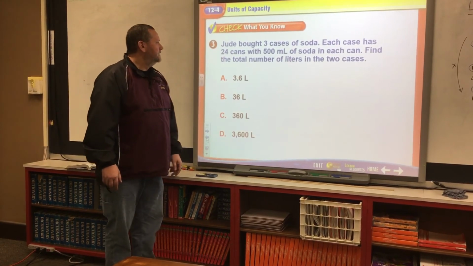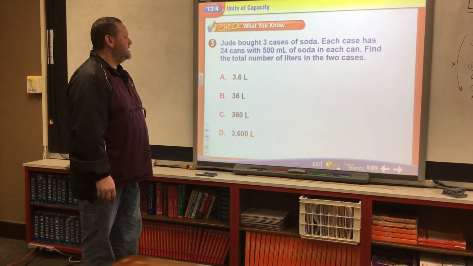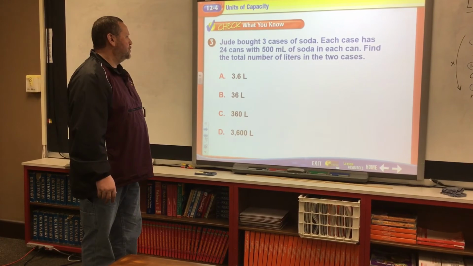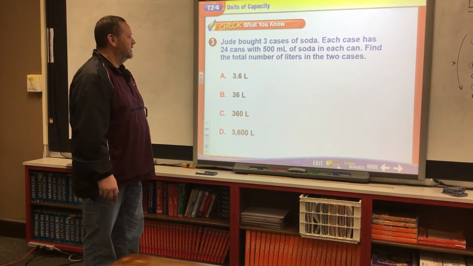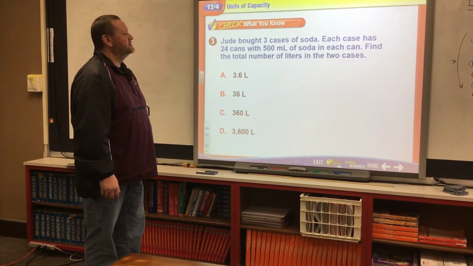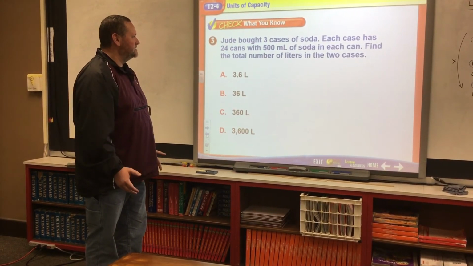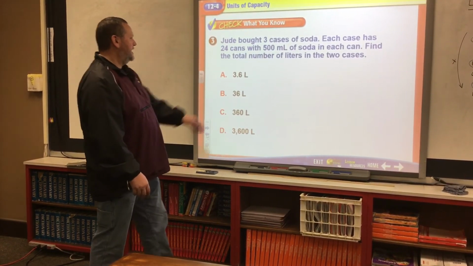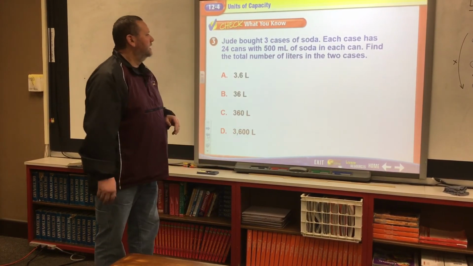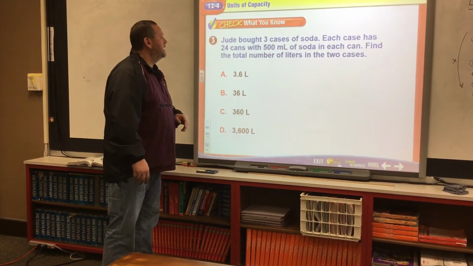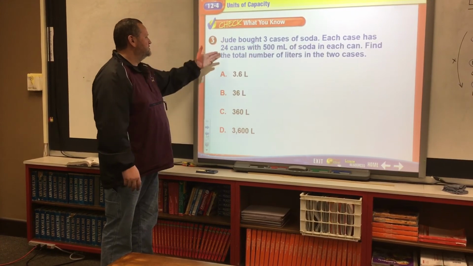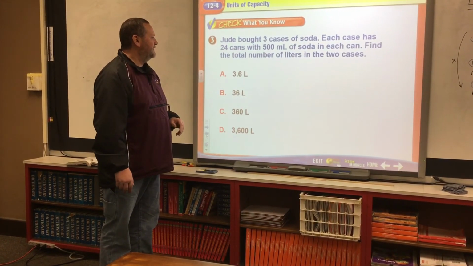All right. Here we have Jude bought 3 cases of soda. Each case has 24 cans with 500 milliliters of soda in each can. Find the total number of liters in the 2 cases. Actually, it should be 3 cases there. Sorry. Bought 3 cases of soda, 24 cans with 500 milliliters.